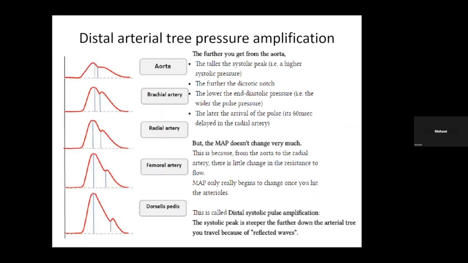This is another concept, distal arterial pulse amplification. As we trace the arterial waveform from the aorta to the peripheral arteries, we can see a change in the waveform contour. Taller will be the systolic peak, farther will be the dicrotic notch, lower will be the end diastolic pressure, and wider will be the pulse pressure. But the mean arterial pressure doesn't change very much. It only changes at the level of arterioles, where the resistance will change.